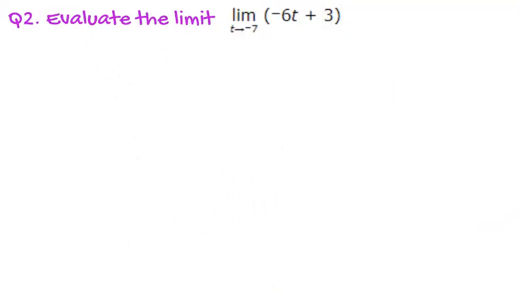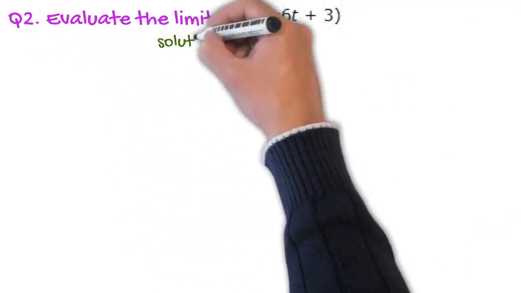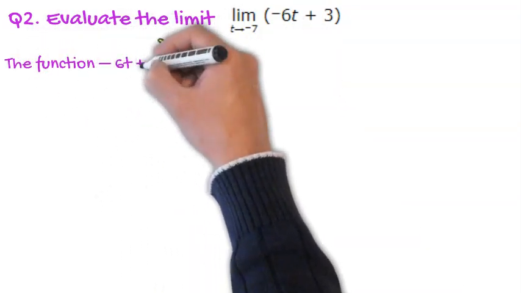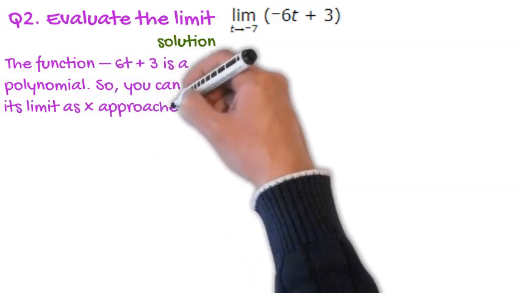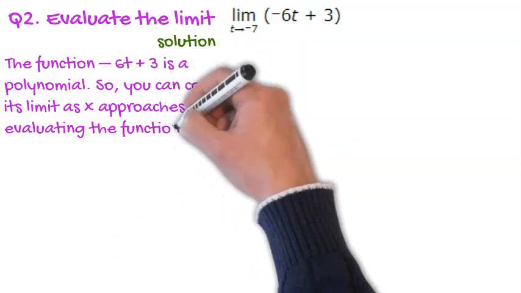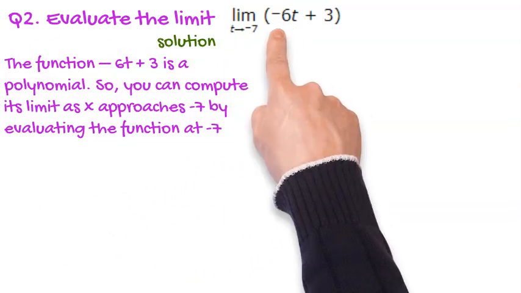Evaluate the limit. The function minus 6t plus 3 is a polynomial. So you can compute its limit as x approaches minus 7 by evaluating the function at minus 7.